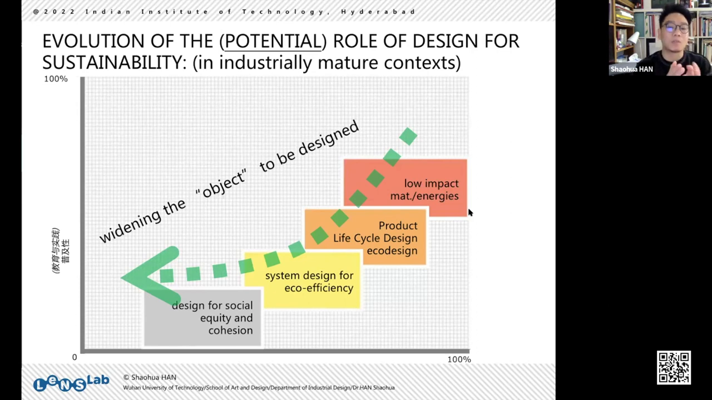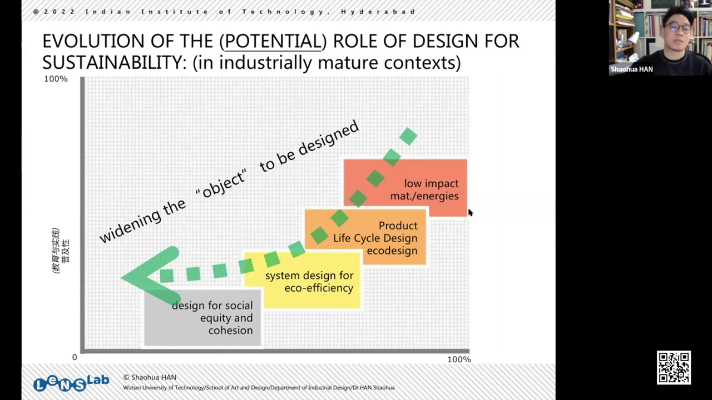And then we come to product life cycle design, because we need to widen the design, not only the product. We need to design the material selection, the product producing, and even the product transferring. This is for the industrial countries, the countries who produce more products. They need to think about this kind of PSS more.